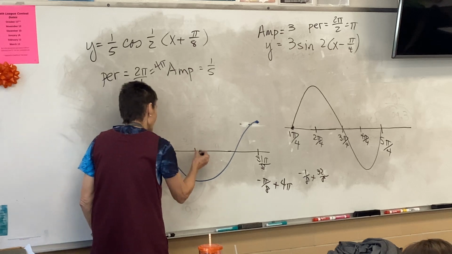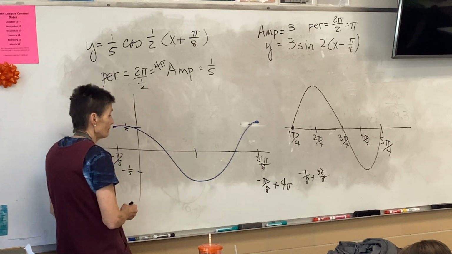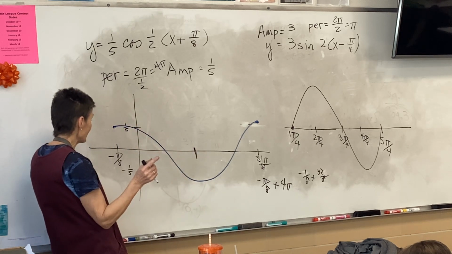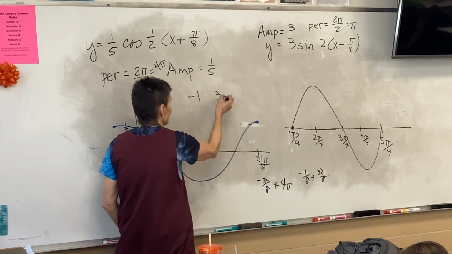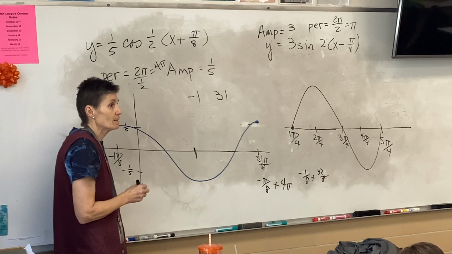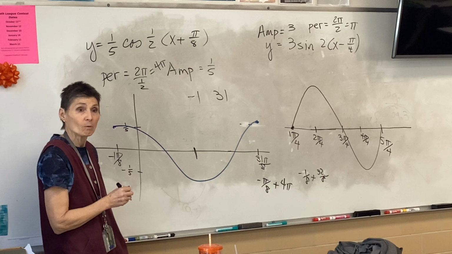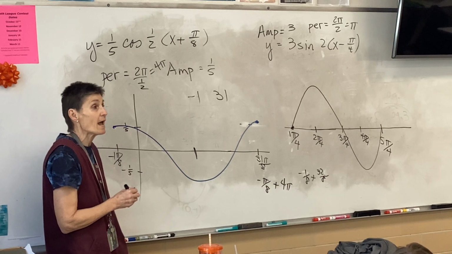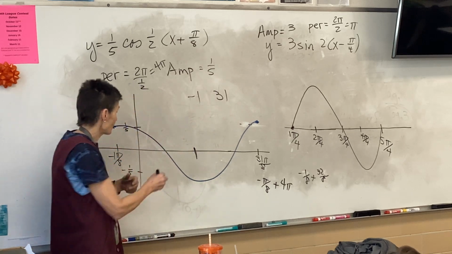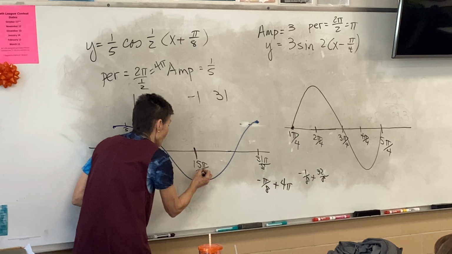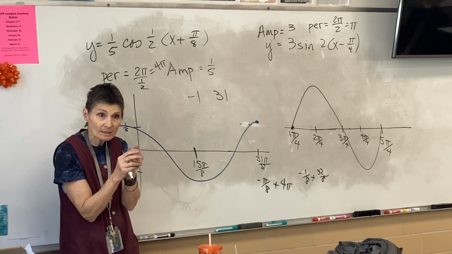Now, right here in the middle, the bottom of the picture, that guy right there is the middle of negative 1 and positive 31. Another way of thinking about that is midpoint or average. What's the average of negative 1 and 31? 15. So this is 15 pi over 8. How do we find average? We simply add and divide by 2.